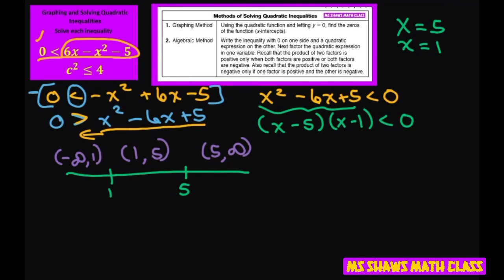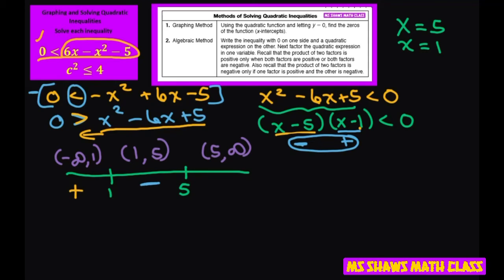So if you plug in a number less than 1, let's plug in 0. If I plug in 0 into this, I get negative. I plug in 0 into this quantity, I get negative as well. Two negatives make a positive. Now for this middle interval, let's plug in 2. Remember, you can't plug in 1 or 5 because that will just make it 0. So let's plug in 2. If I plug in 2 here, I'll get negative. If I plug in 2 into this one, I get positive. A negative times a positive is negative.